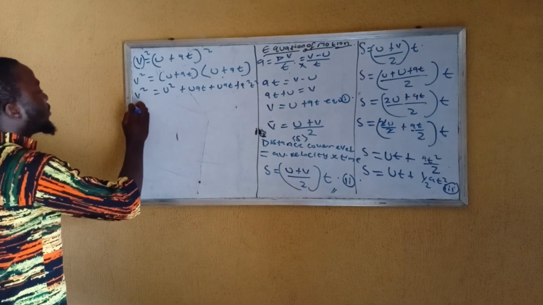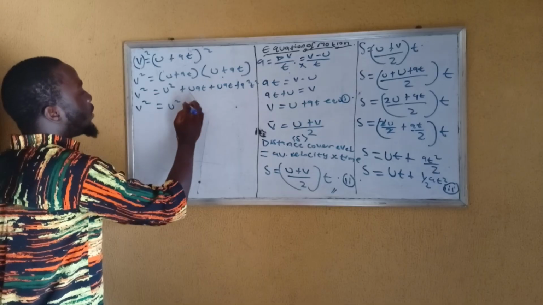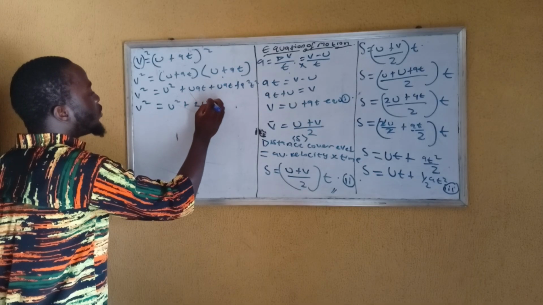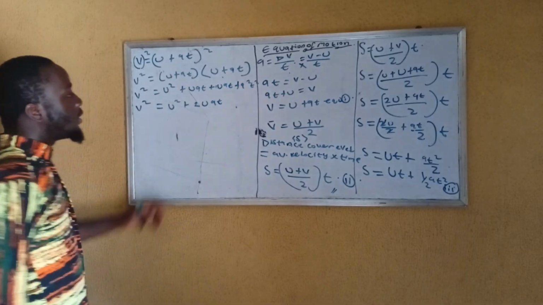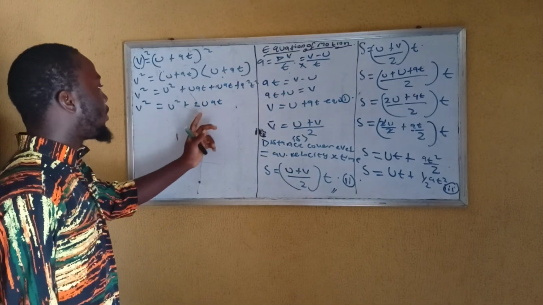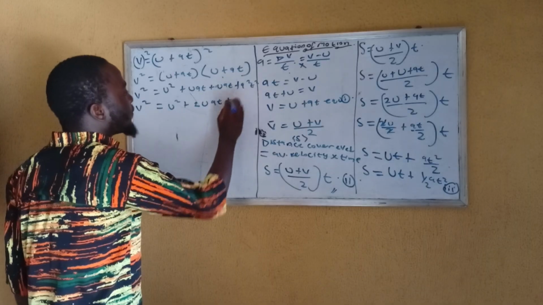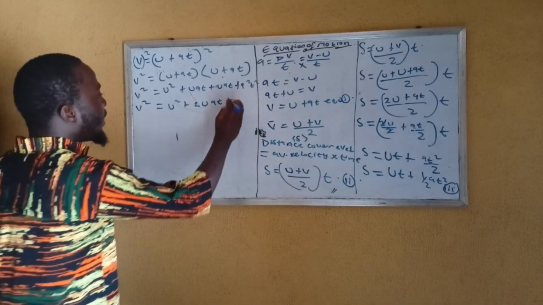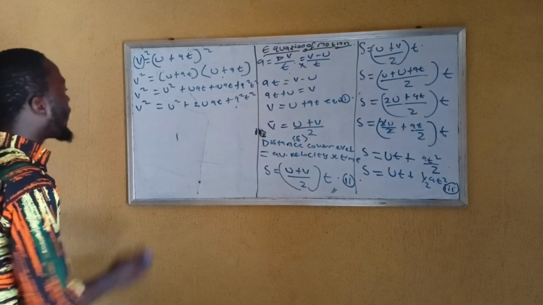Now, so we have v squared is equal to u squared plus uat plus uat will give us 2uat. Like there is an invisible 1 right here. So u squared plus uat plus uat will give us 2uat, plus a squared t squared.